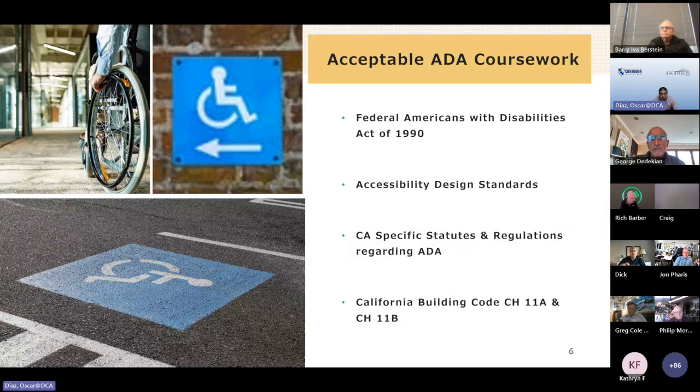Now you will see examples of acceptable ADA coursework. Such as Federal Americans with Disabilities Act of 1990 Accessibility Design Standards, California specific statutes and regulations regarding ADA, and California Building Code, Chapter 11A and Chapter 11B.